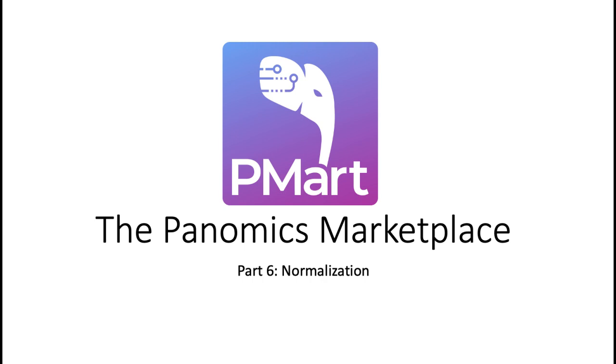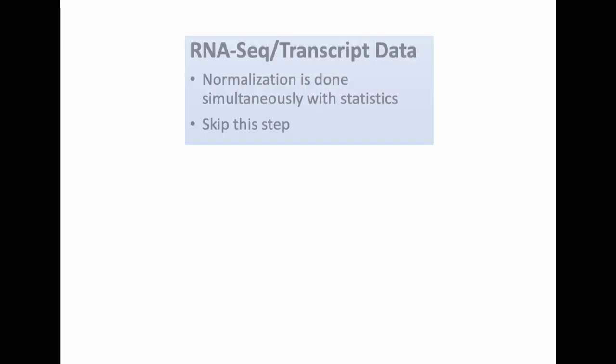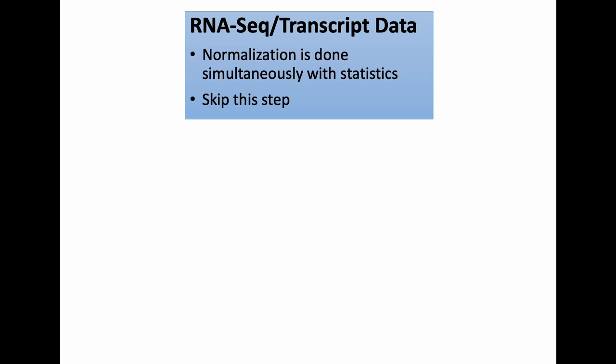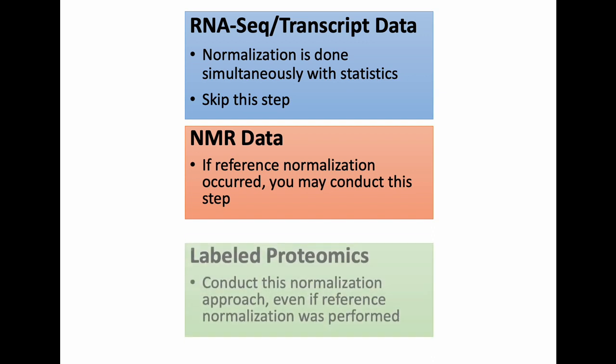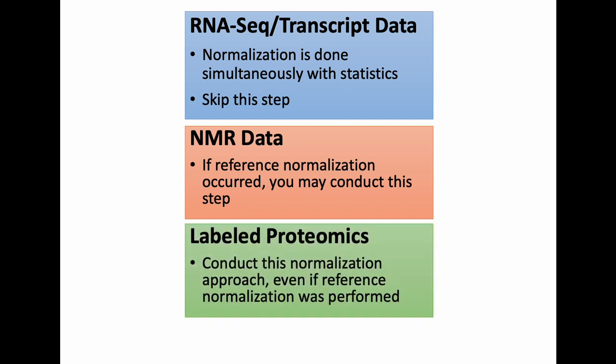In this video, we will explain the normalization options available to control for the natural variation between samples due to instrumentation and other factors. If the input data is RNA-seq data, normalization is done simultaneously during statistical modeling, and this step will be skipped. If the input data is NMR, both reference normalization and one of the procedures available here may be utilized. Labeled proteomics data should be normalized with one of the procedures here, after normalization to the reference pool.